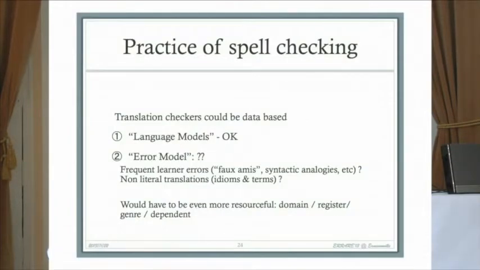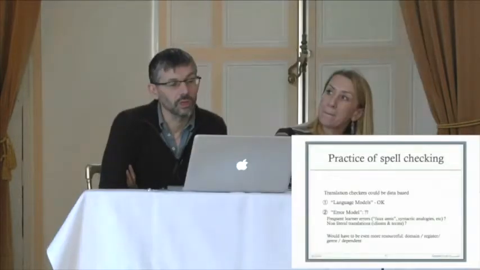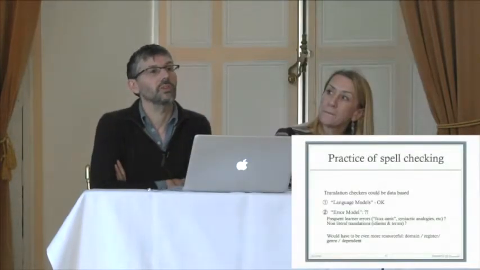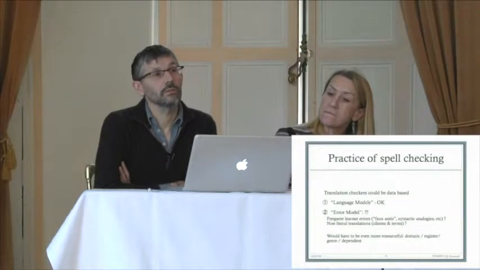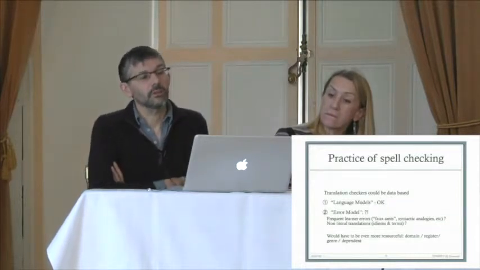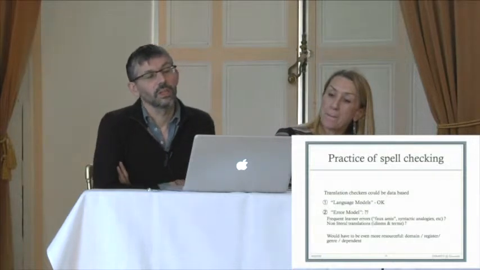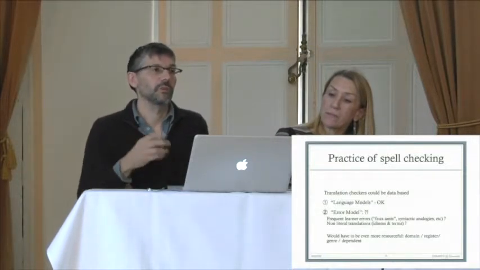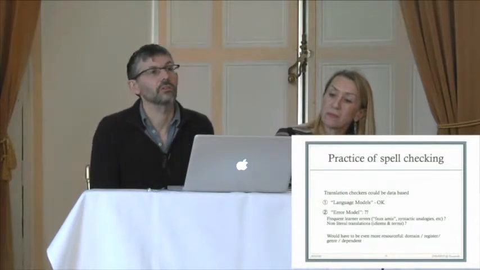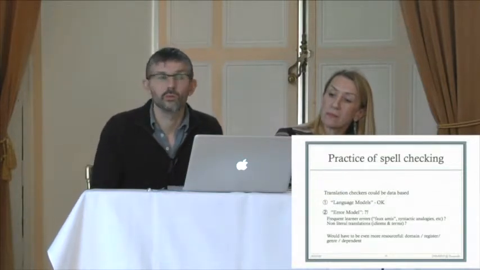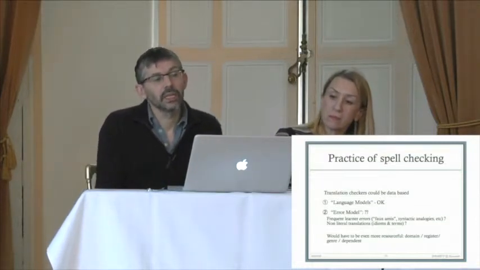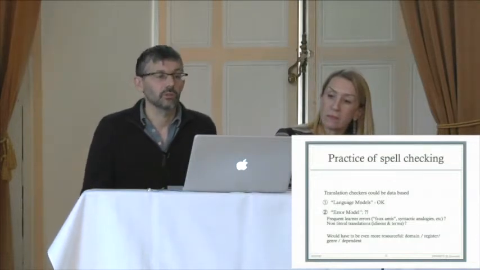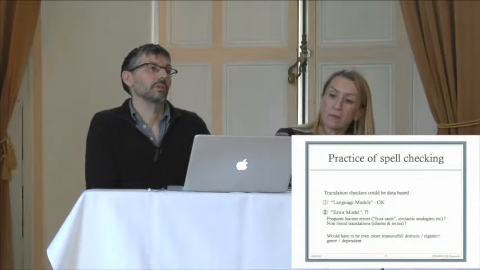It's not so clear because the language model component can be reused almost as it is, but the error model in translation is not so easy to devise. How can we come up with a proper error model? That's a difficult question. There have been some attempts to, for instance, devise lists of faux amis terms for specific language pairs, or to look at syntactic analogies, the way, for instance, French learners would typically use French constructs in German or English. But in any case, it would have to be language pair dependent and also probably domain, register and genre dependent, and it would be really tedious to build this kind of error model.